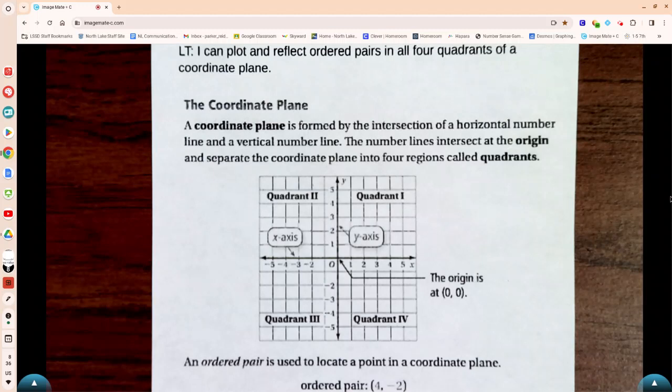Think about quad, means like 4, like a quadrilateral, or a quad, like a vehicle that you're out driving. So quad is 4, so it separates it into 4 sections.